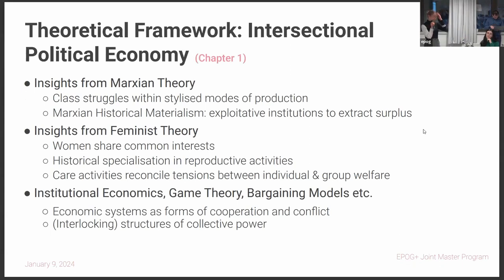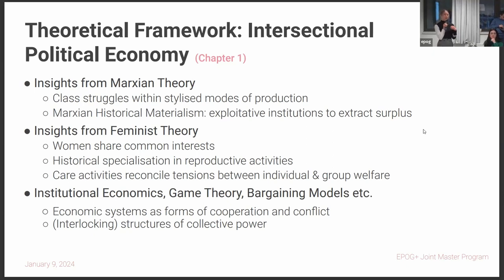So I'm going to start with just quickly summarizing chapter one of the reading that we got, which sets the theoretical framework, intersectional political economy. So we already heard this, so I'm going to be quite brief here. As we heard, intersectional political economy draws on insights from Marxian and feminist theory, as well as institutional economics and game theory. So from Marxian theory, we take the notion of class struggles that are shaped by collective identities, as well as Marxian historical materialism.